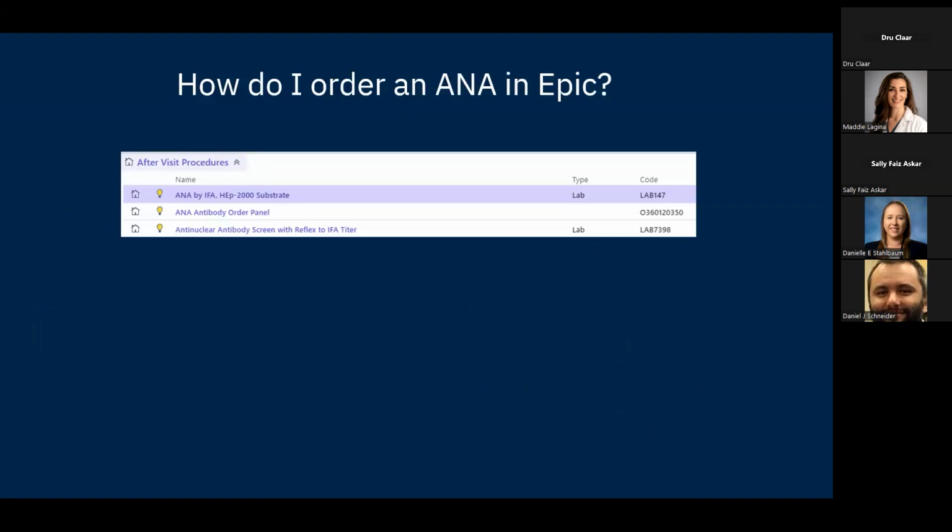So how do you order it in Epic? If you type in ANA, this is what will show up. This top one, the ANA by IFA, is what you want to order, and then you want to go on to order your more specific antibody testing based on your clinical suspicion.